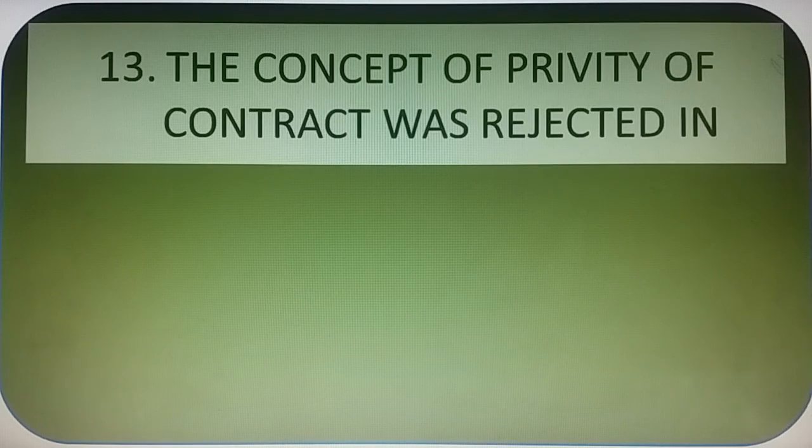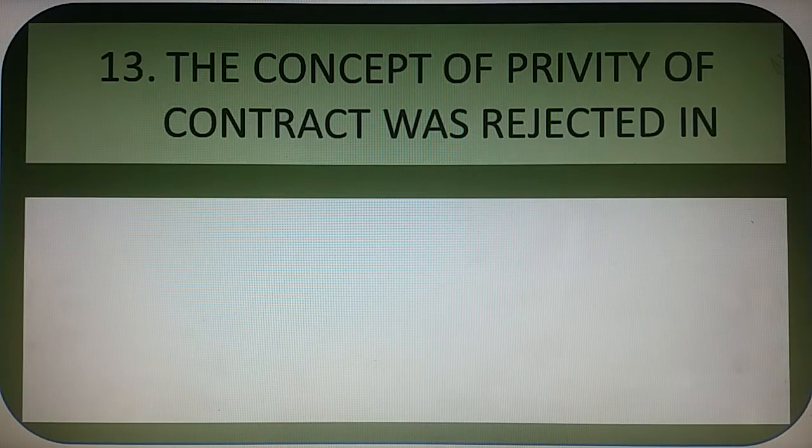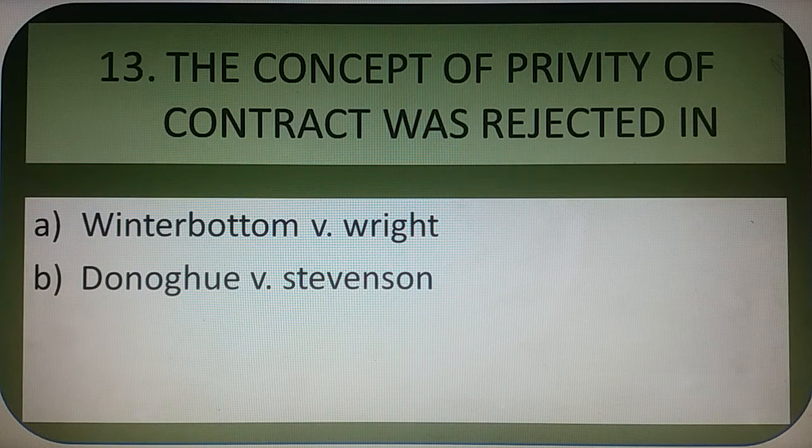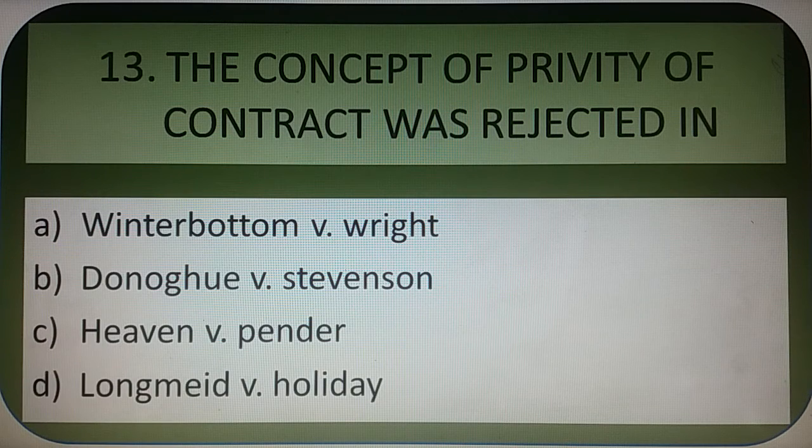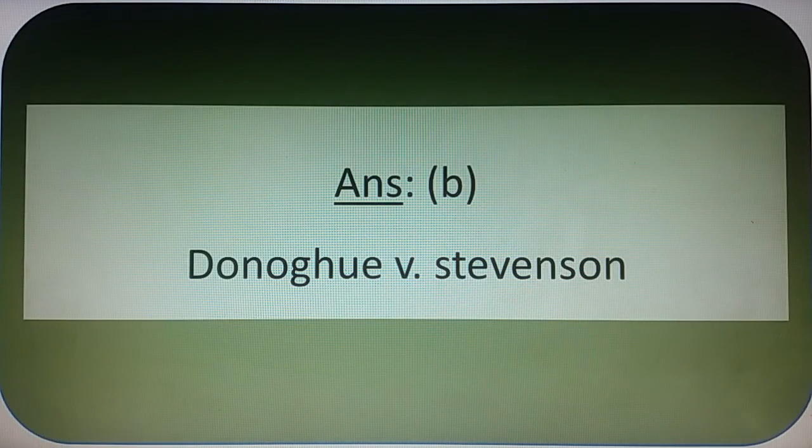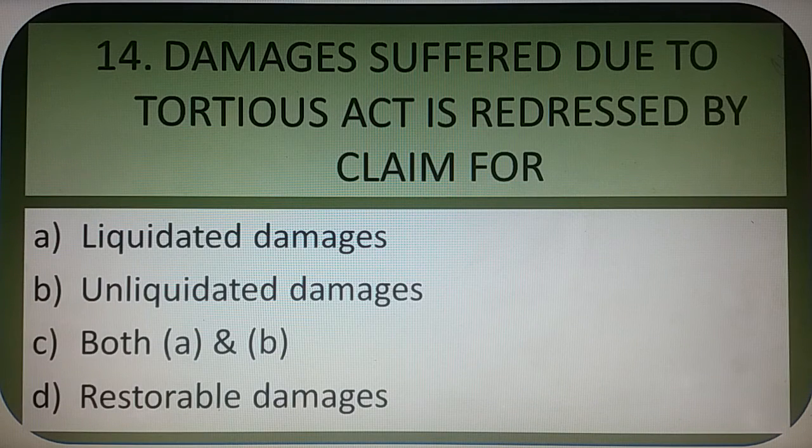Question 13, the concept of privity of contract was rejected in a famous case, that is, the answer is B, that is Donoghue versus Stevenson. Straight away rejected. If you go through the case, you will find out.